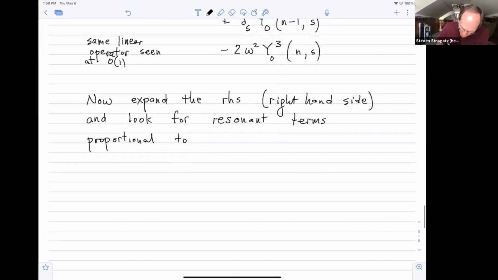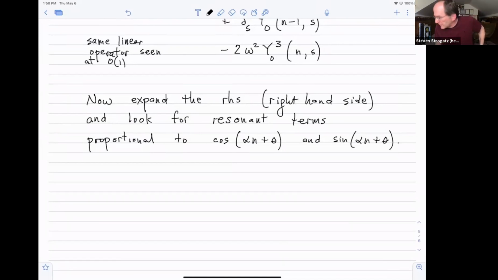So there'll be terms that are proportional to cosine alpha n plus theta and sine alpha n plus theta. That is, we want to read off the coefficients of those terms. It's totally analogous to looking for terms proportional to sine of omega t, or like sine t and cosine t, that we saw in earlier problems in continuous time.